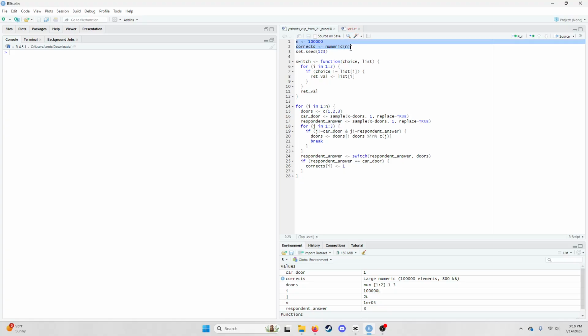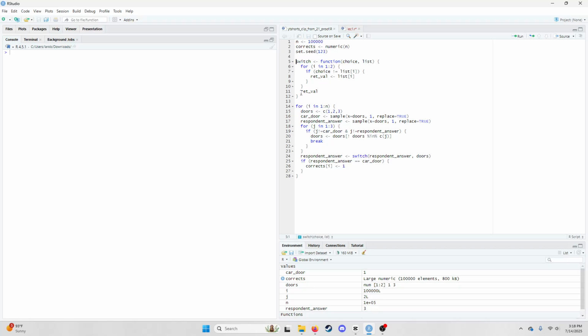So here, this is just setup stuff. We're gonna run basically the experiment, the scenario of the game show with the doors. We're gonna run it 100,000 times and count however many times switching gets you the correct door, and then this is just setting the seed. This is a little function.